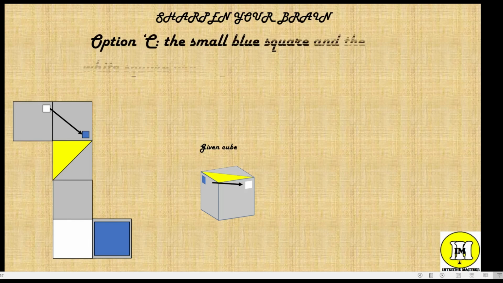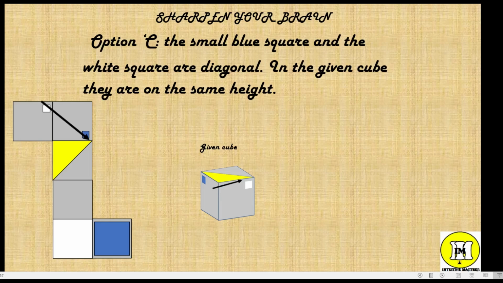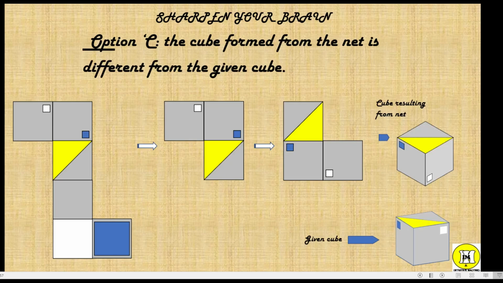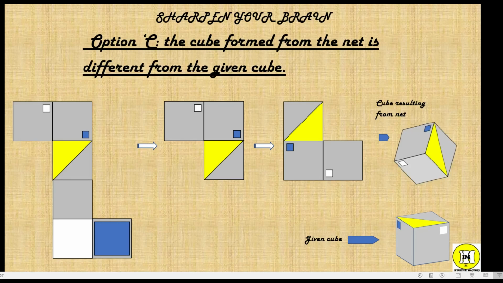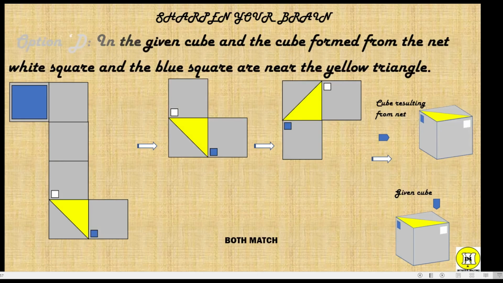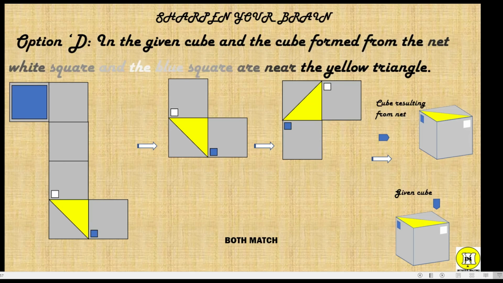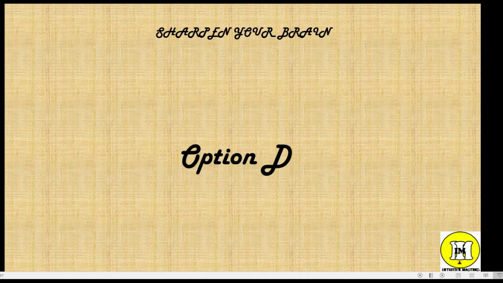Option C, the small blue square and the white square are diagonal. In the given cube they are on the same height. Option C, the cube formed from the net is different from the given cube. In the given cube and the cube formed from the net, the white square and the blue square are near the yellow triangle. The two cubes match. Option D is the answer.